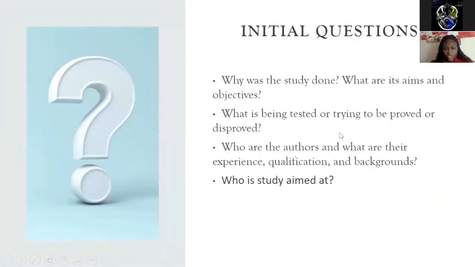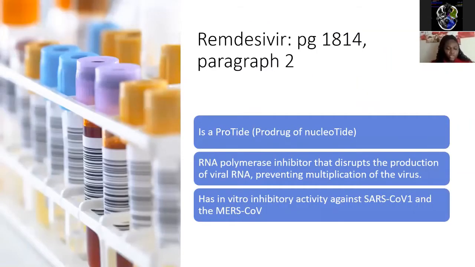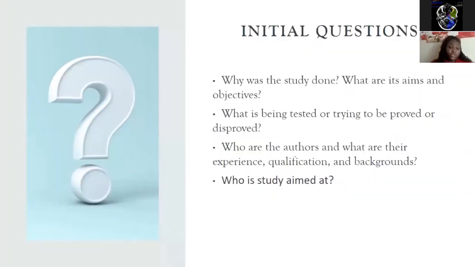Okay, so the initial questions you might want to ask. Now I'll be going to how to appraise the paper, what you want to ask. So the initial questions, you want to look at the paper and say, why was the study done? What were the aims and objectives? What exactly is being tested? Who are the authors? You want to look at their experience, their qualification, their background, and who is the study aimed at.